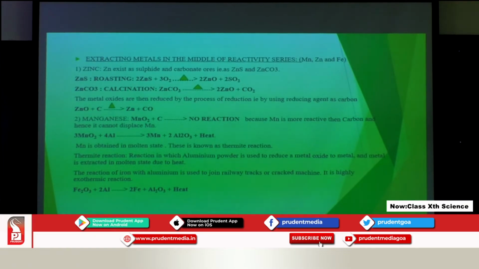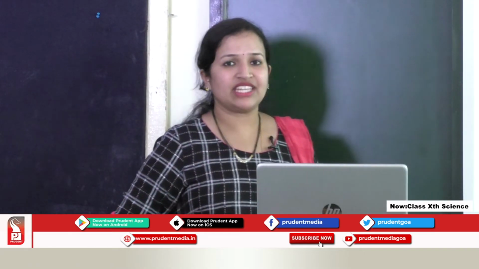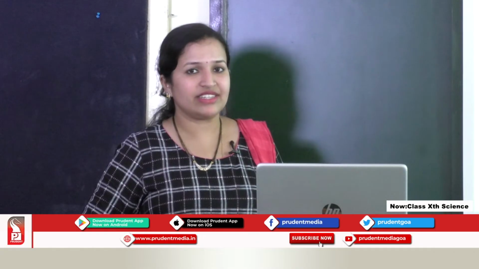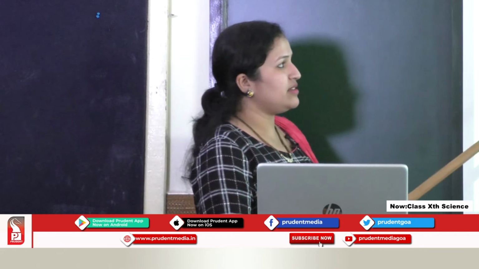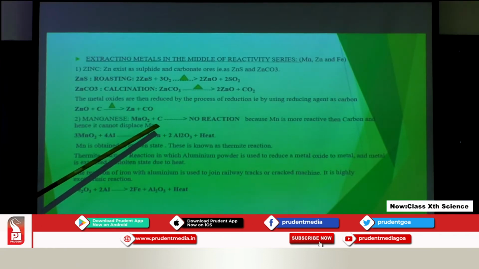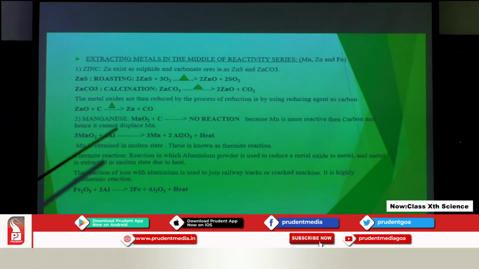No, we cannot use carbon as a reducing agent for manganese oxide. The reason is manganese is more reactive than carbon. If we use carbon as a reducing agent, no reaction will take place, as we have seen in the case of copper sulphate and iron sulphate. In iron sulphate we had put copper wire, but there was no reaction. The same thing occurs here. Manganese oxide, when it reacts with carbon, gives no reaction, because manganese is more reactive. Carbon will not displace manganese, but zinc is less reactive, so carbon can easily displace zinc from its oxide.